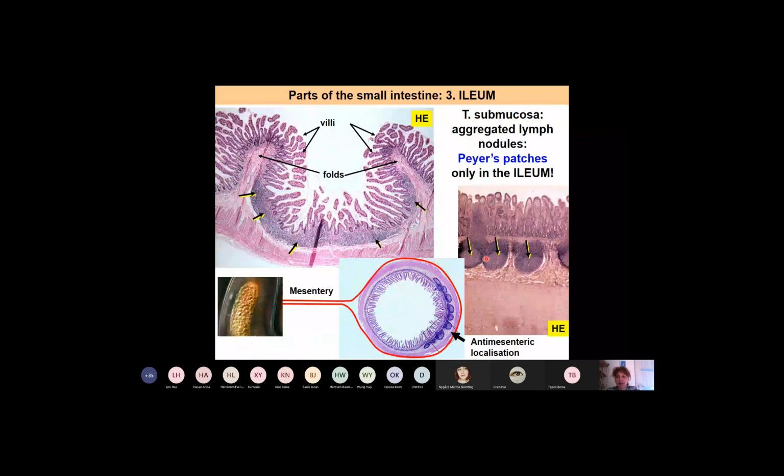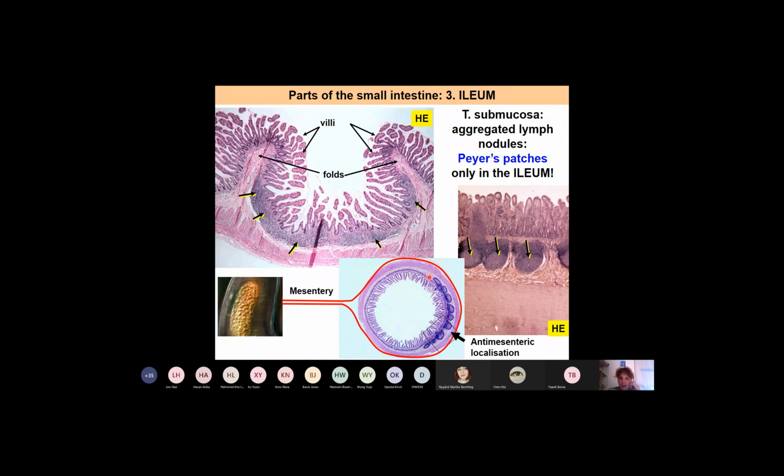And you can see lots of lymphatic follicles, so-called aggregated lymphatic follicles, so lots of follicles next to each other in the submucosa. That will be the ileum, so this most distal part of the small intestine. And these structures are called Peyer's patches. Patches because they are found not in the entire length and in the entire cross-section of the gut, as you can see here.